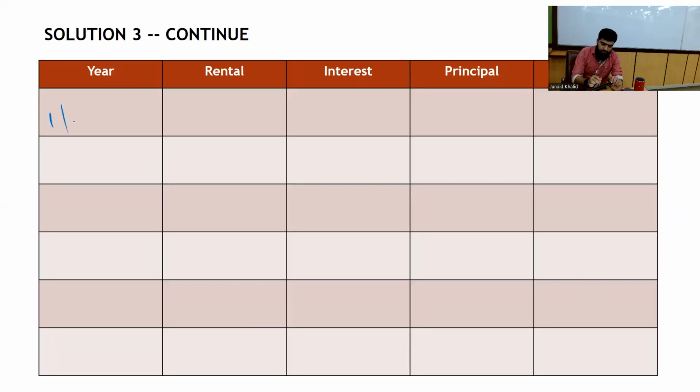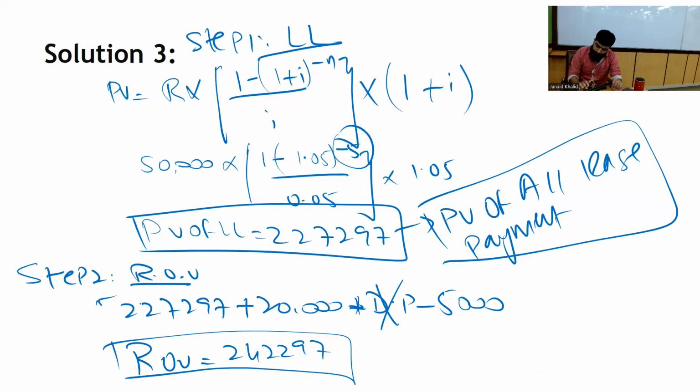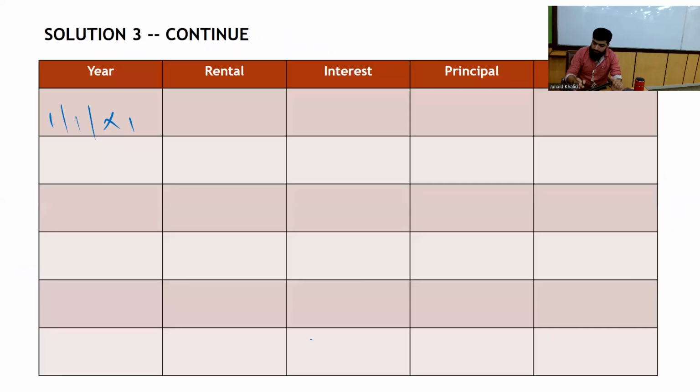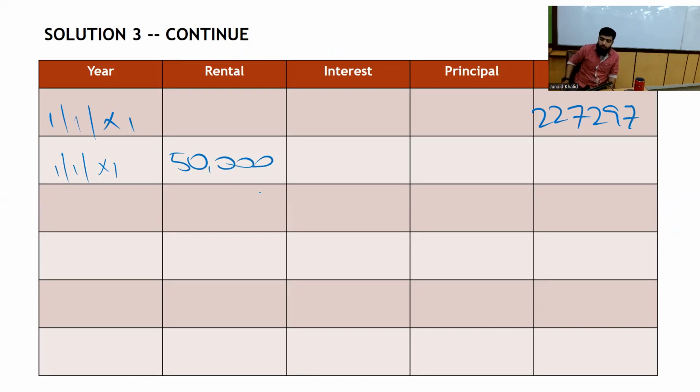The lease agreement was started on 1st January 2001, and the lease liability which we have calculated, that is 227,297, is the initial lease liability calculated on 1st January 2001. Now, please concentrate on this one. We paid the first rental on 1st January 2001, and the first rental was 50,000.